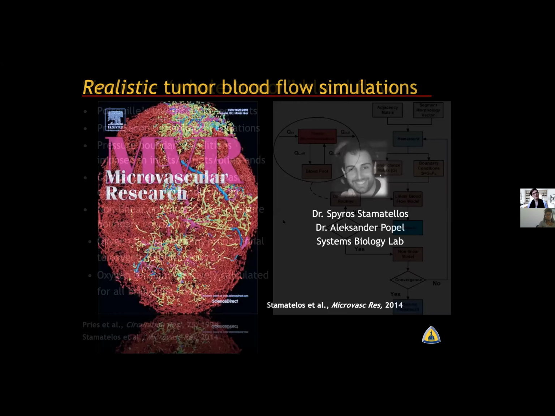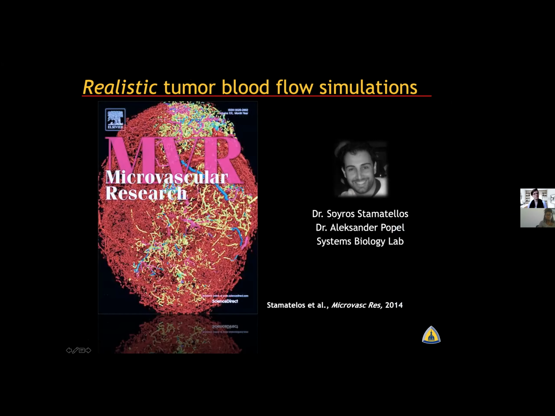And this is work done by Dr. Stamatelos in Dr. Sasha Popel's lab, who's a longtime collaborator. And it was featured on the cover of Microvascular Research because, to the best of our knowledge, this was the world's first simulation of blood flow in an entire tumor, as opposed to just a small focused segment or region of interest of a tumor. So this is very exciting.